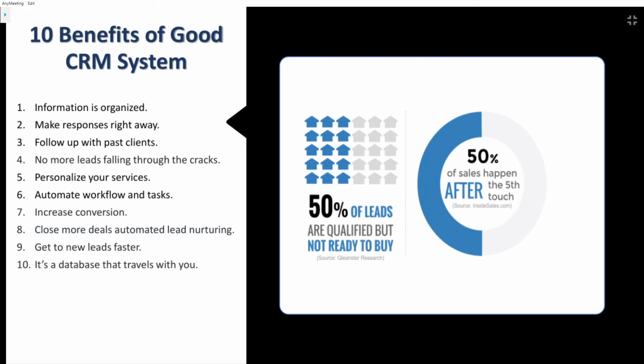You can automate through workflows and tasks. A lot of good contact management systems have built-in tasks that are already created for you, and workflows that are already created for you. You can increase your conversion because of that, and close more deals because of the automation that comes with a good management system. And of course, get new leads quicker. And it's a database that travels with you.